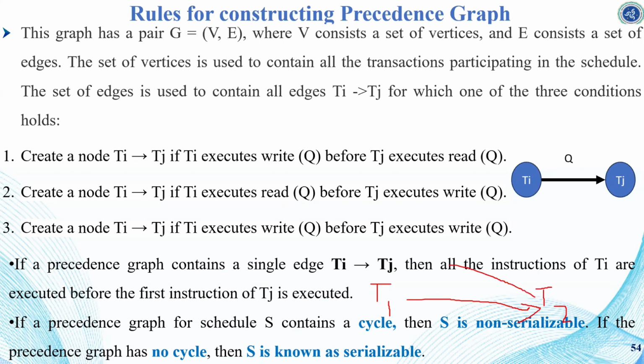suppose when we draw it, there is an edge from T1 to T2 and from T2 to T1, then it has formed a cycle. Then we can say this schedule S is non-serializable. And if it does not have any cycle, then it is serializable. So here this has a cycle, so this is non-serializable. Here this does not have any cycle, so this is called serializable.